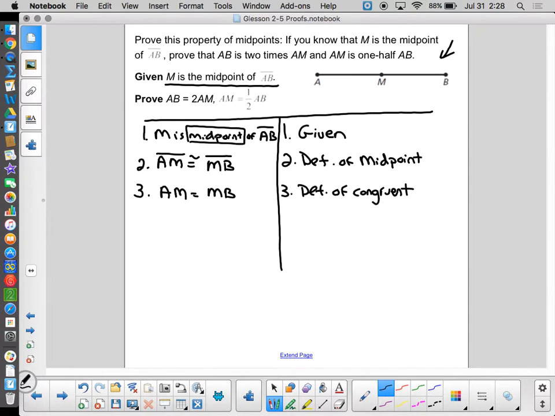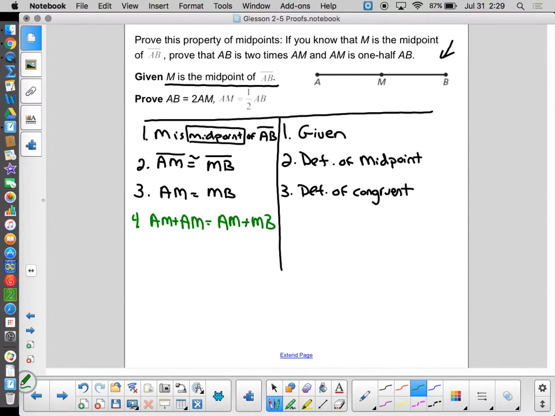Now, here's where things get interesting. AM equals MB is great, but I want to prove that AB equals 2AM. Okay? This is going to be a little bit tricky, but I'm going to walk you through it. Again, this is probably a little bit above what you're going to be expected to do, but I want you to see it done. What I want to do is I want to say, okay, what if I added another, I want to get a 2 AM. Well, I can get a 2 AM, not the time of day, by saying that AM plus AM equals AM plus MB.